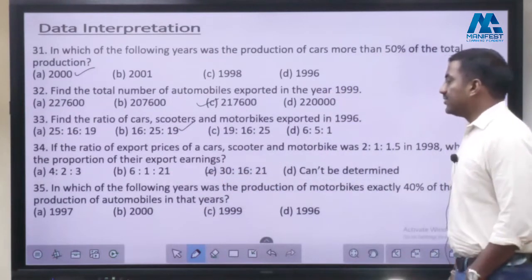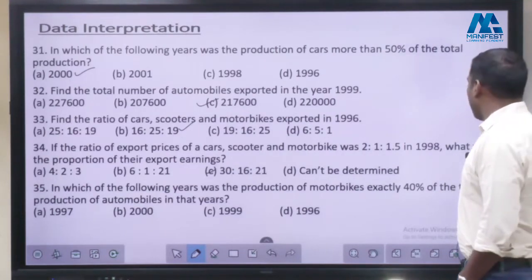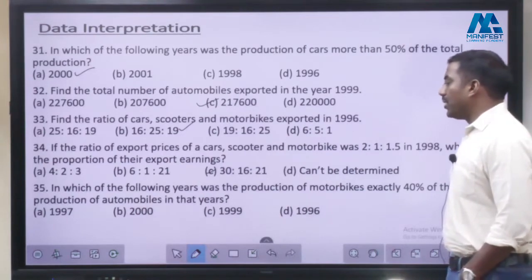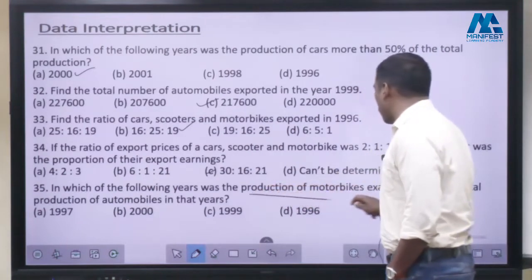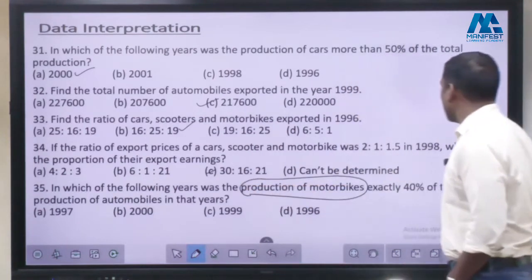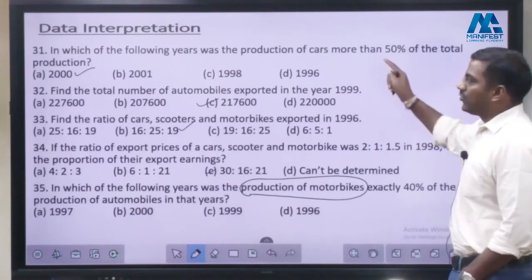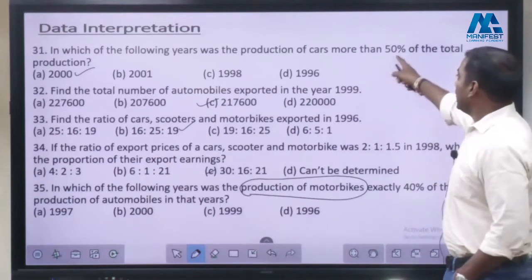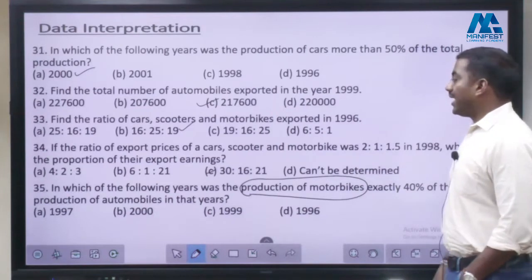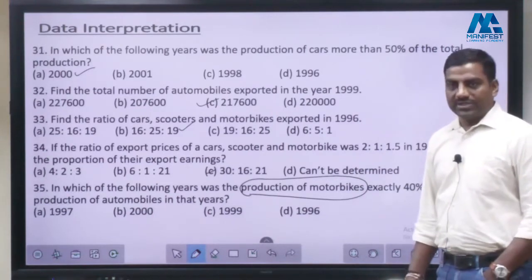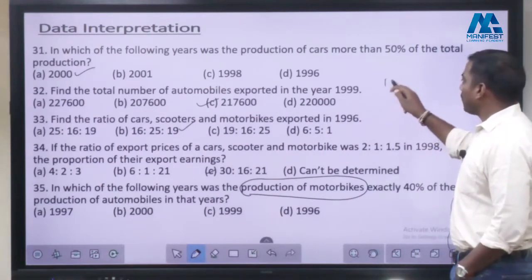Final question. In which of the following years was the production of motorbikes exactly 40% of the total production of automobiles in that year? This is similar to the first question. Here, the number of cars should be more than 50%, and here the motorbikes should be exactly 40%. Exactly 40%. For example, in a year, total production was 100.